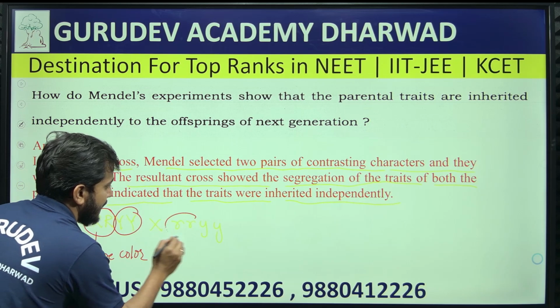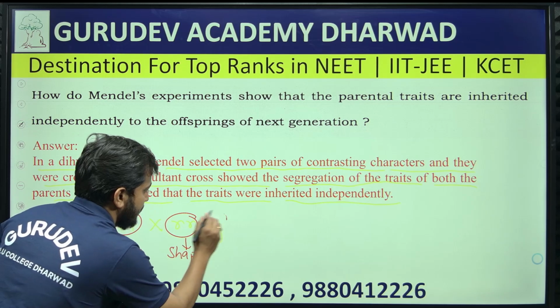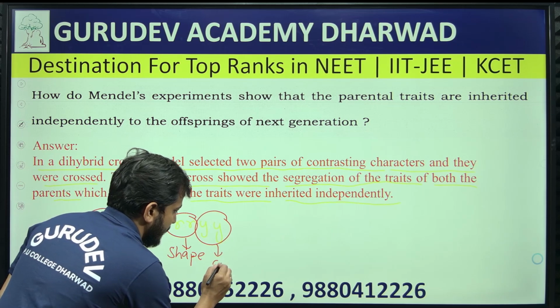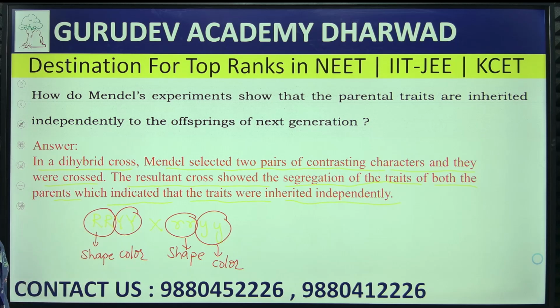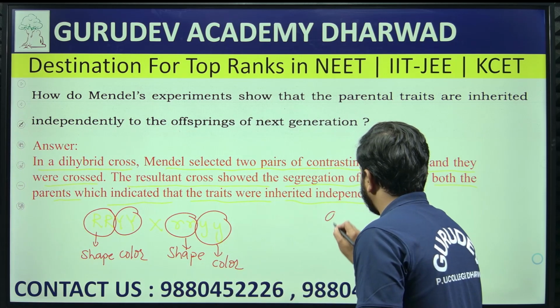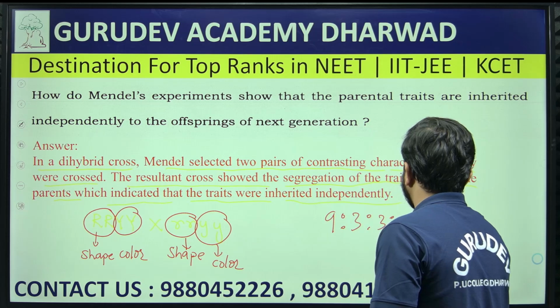Here, wrinkled is the shape of the seed, and the small y is the color of the seed. So there are two characters: one is shape and the other is color. With respect to these, when he crossed them, the phenotypic ratio he found was 9:3:3:1.